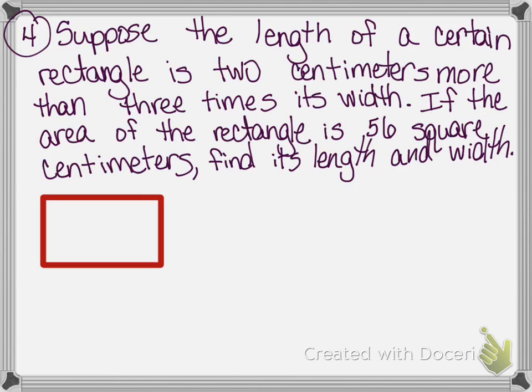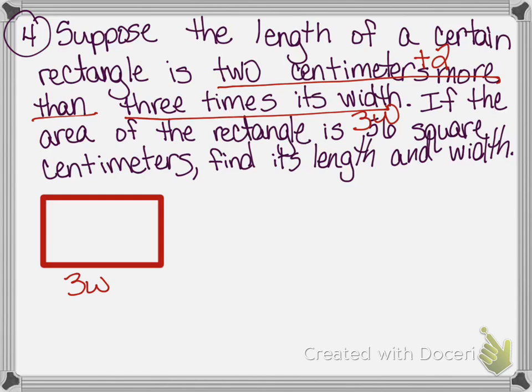Suppose the length of a certain rectangle is 2 centimeters more than. Now, I know how to do that. I know how to do 2 centimeters more than. How do I do that? It's plus 2. Just plus 2. Then I've got 3 times its width. How do I illustrate 3 times its width? You got it, 3w. So then I've got 3w plus 2.